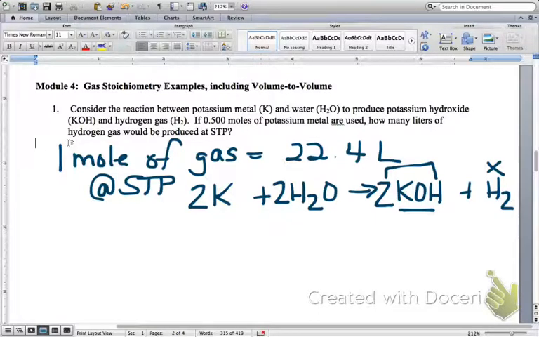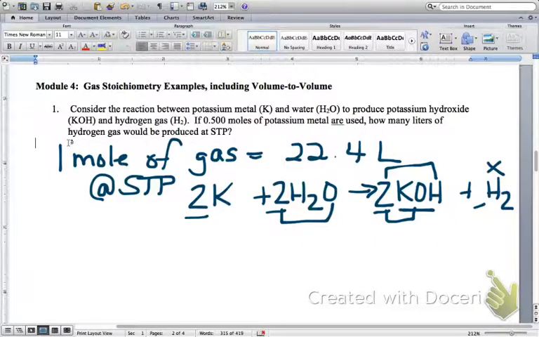All right? We've got 2 oxygens here in the water, and we've got 2 oxygens here in the KOH. So our equation is now balanced. So we've got coefficients of 2, 2, 2, and in front of the hydrogen, we've got a 1. Remember that when there is no coefficient in front of the substance, the coefficient is 1. All right, so we've got our balanced chemical equation.